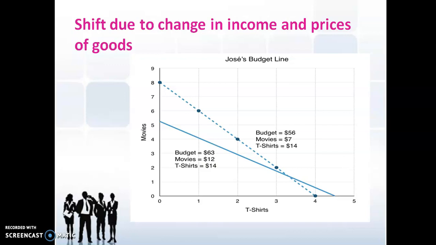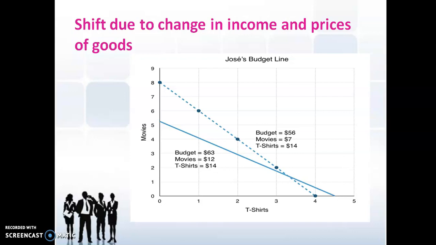And we said there is a change in the prices of the commodity also. Movie prices have increased from $7 to $12, while t-shirt prices remain constant. Here also, if you want, you can change the t-shirt prices, or keep movies constant and change t-shirt prices. I want you all to try out those different combinations and see how the budget line is going to change.